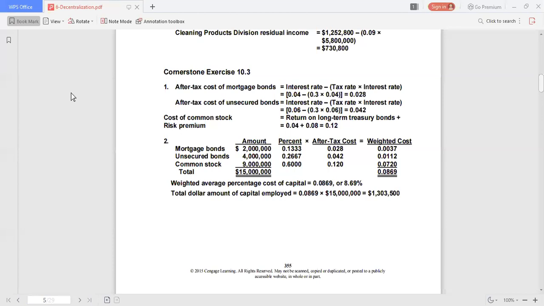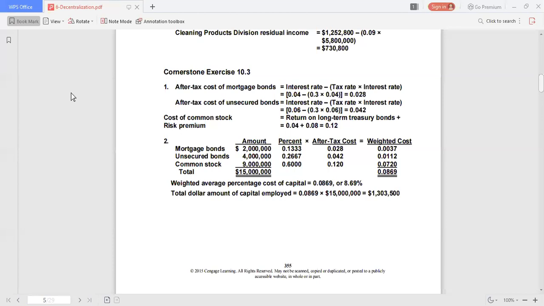Finally, we have the weighted cost. So the weighted cost is 0.0869 or 8.69%. That's the weighted average cost of capital. Now, the total dollar amount of capital employed is 0.0869 multiplied by 8.69%. That's your weighted average cost of capital.